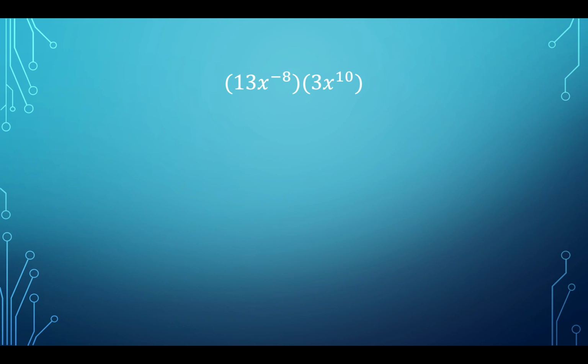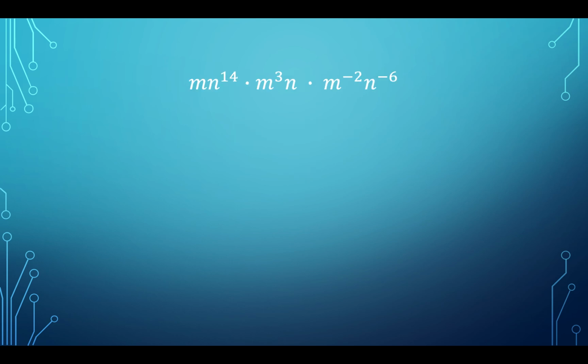Now I give you guys 13 times x to the negative 8 times 3x to the 10th. First thing, you would multiply 13 times 3, and then combine your like variables, so you have x to the negative 8 and x to the 10th power. So what you're going to do is x to the negative 8 plus 10. 13 times 3 gives us 39. Negative 8 plus 10 gives us positive 2. So your final answer is 39x squared.